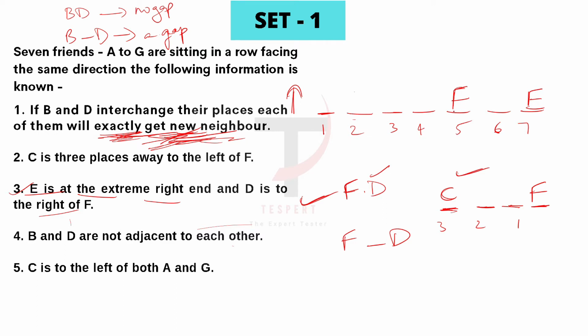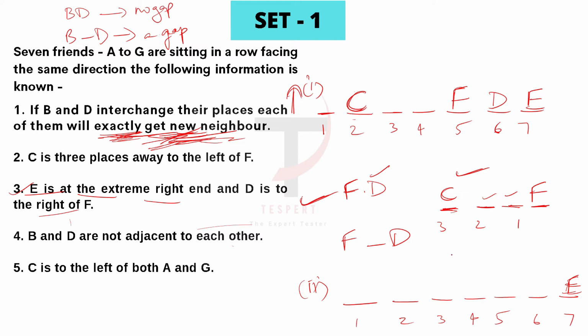Alright. So this is case 1, and in this case D must be here. And there must be 2 spaces gap between C and F. So F is already here, so there are 2 spaces left, and C must be here. So this is case 1. And what about case 2? Let me write case 2 here. So E is fixed as always. E is at the extreme right end.